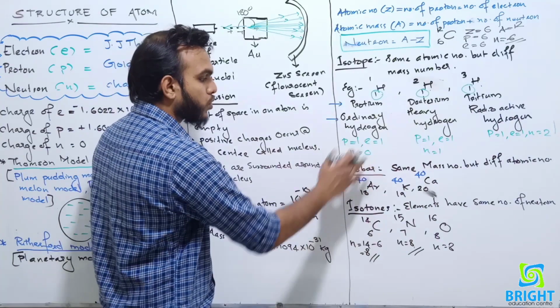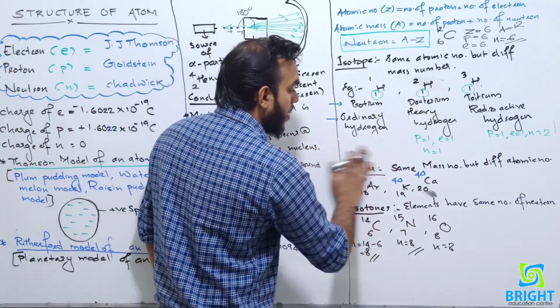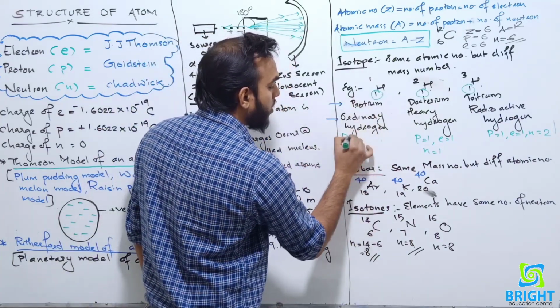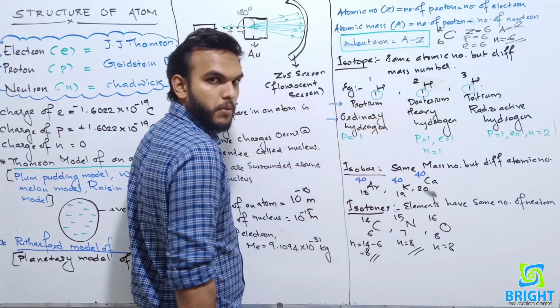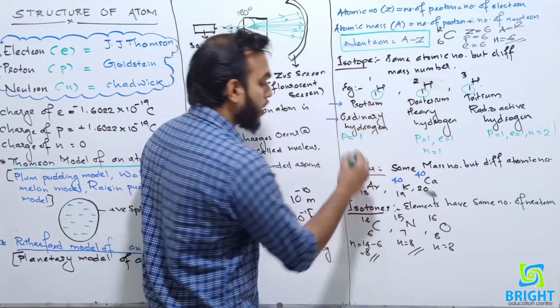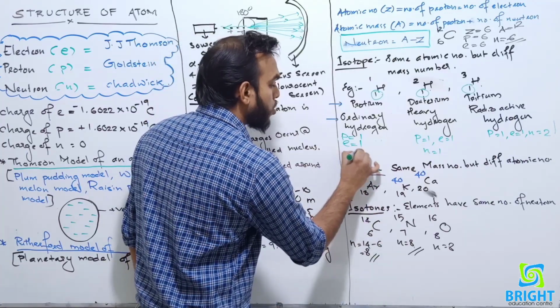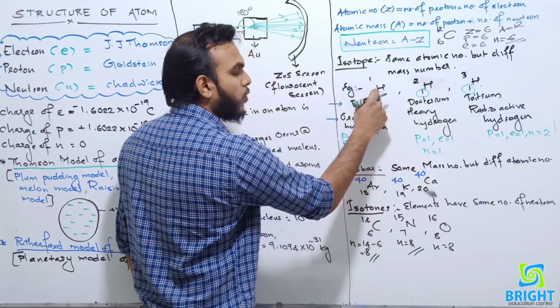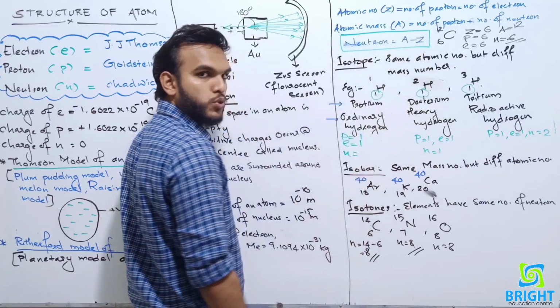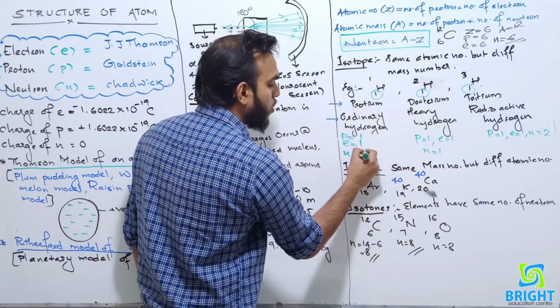Let us find out the proton, electron and neutron in each of the cases. What about the proton here? Here the proton will be equal to 1 because the atomic number is 1. And what about the electron? Electron will also be equal to 1. What about the neutron? Neutron will be equal to 1 minus 1. How is it 1 minus 1? A minus Z is the neutron. That is 1 minus 1, which is equal to 0.